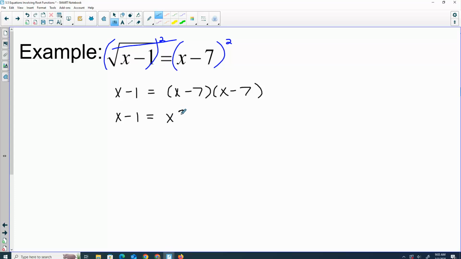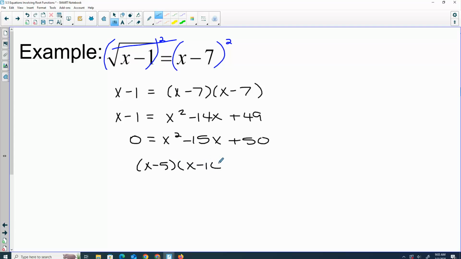So that's x squared minus 14x plus 49. We always set quadratics equal to 0. We subtract the x, add the 1. What multiplies to 50 and adds to negative 15? So we get positive 5 and positive 10. And what do we have to do now?